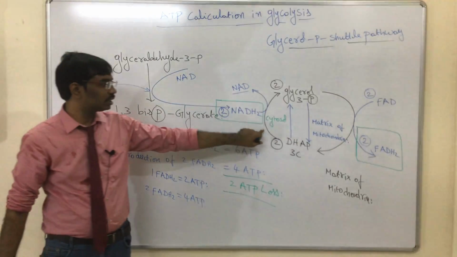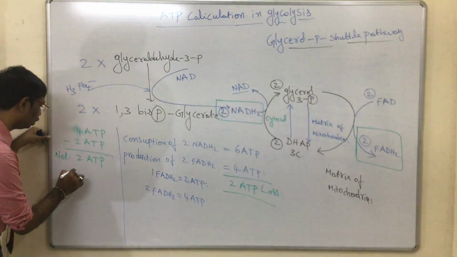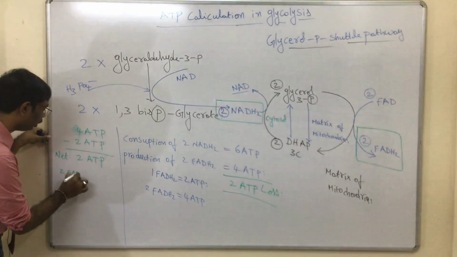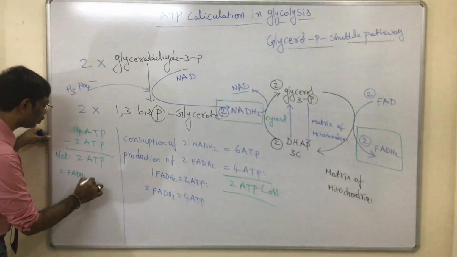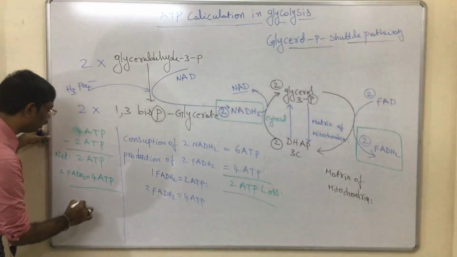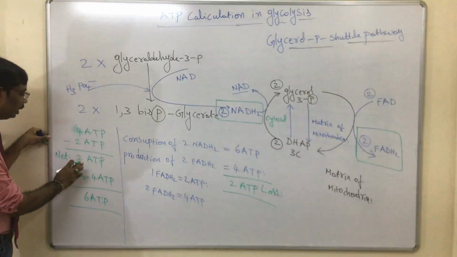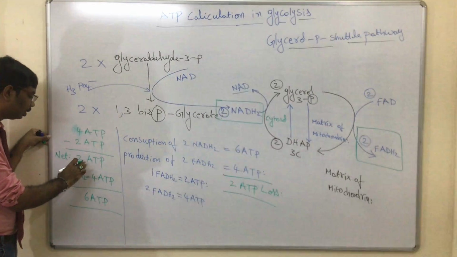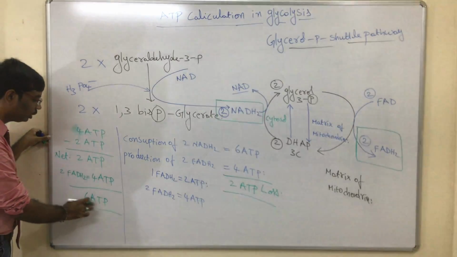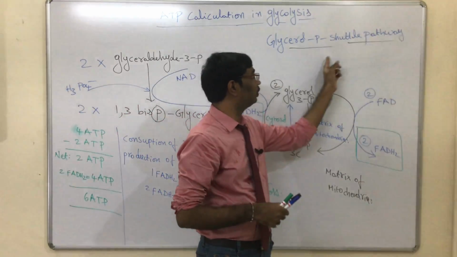But because of the glycerol phosphate shuttle pathway, how many FADH2 are produced? 2 FADH2 are produced in the glycolysis. So 2 FADH2 means how many ATPs? 2 FADH2 equals 4 ATPs. So the total number of ATPs in the glycolysis is 6 ATP: 2 ATP from substrate level phosphorylation, and 4 ATPs produced from the FADH2. So 2 plus 4 equals 6 ATP produced in glycolysis because of the glycerol phosphate shuttle pathway.